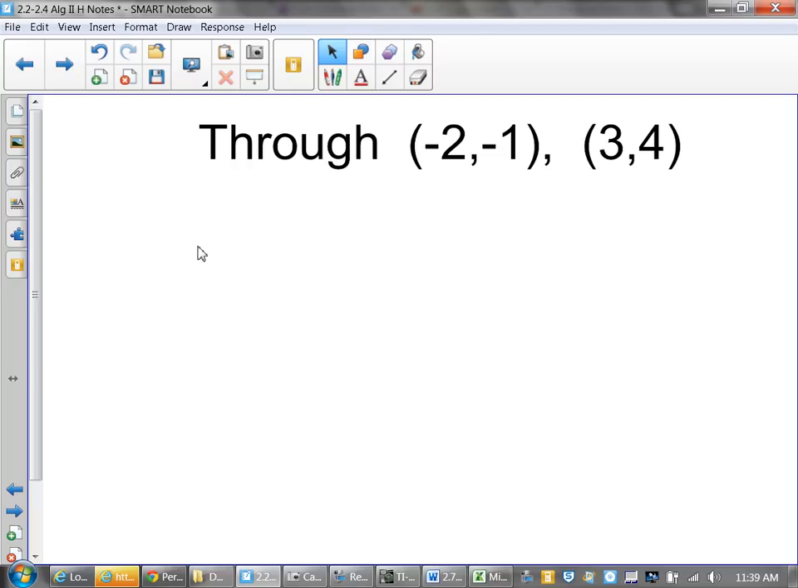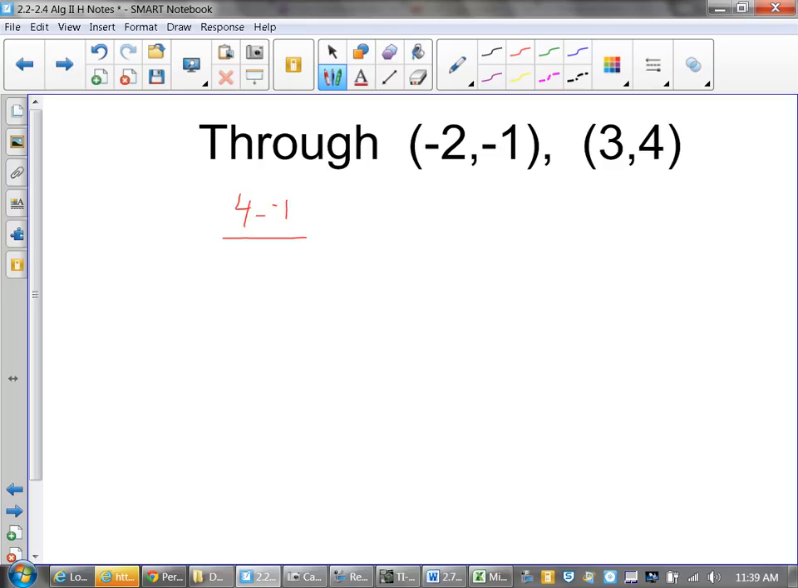So whenever you're given a pair of points, you always start out by finding your slope. So let's see here. 4 minus negative 1 over 3 minus negative 2. And last time I checked, 5 over 5 is 1. So now you know what your slope is, and you have a pair of points. It makes absolutely no difference which one you choose. If you choose the negative values, instead of writing it as y minus a negative 1, what should you write it as? Exactly.